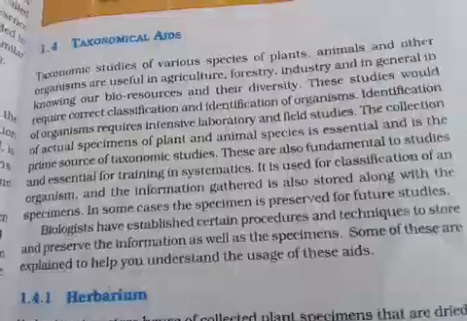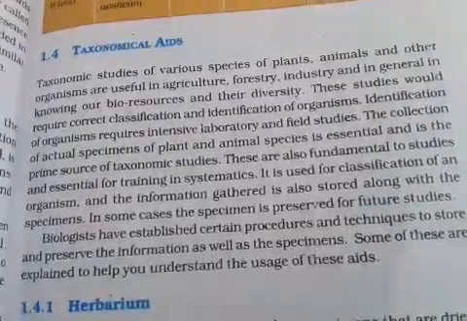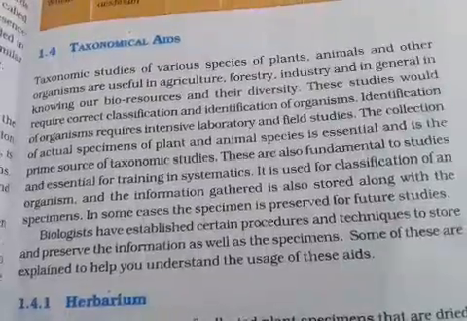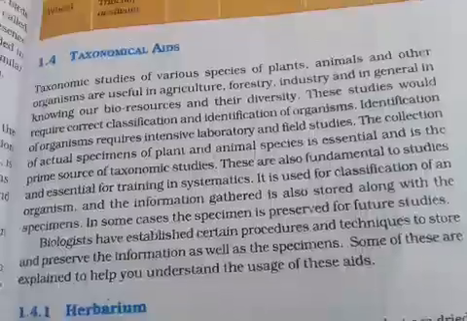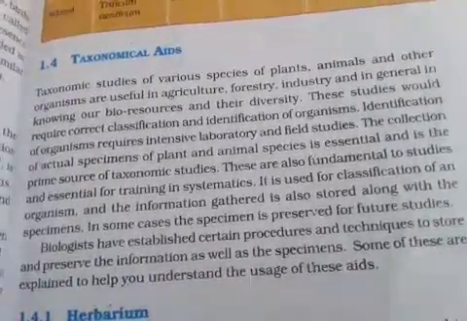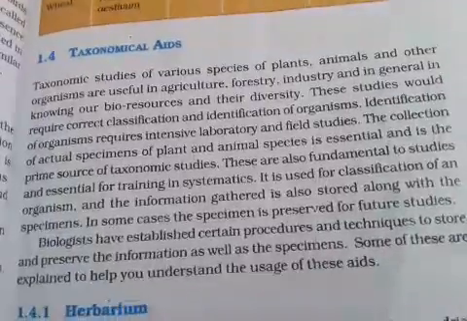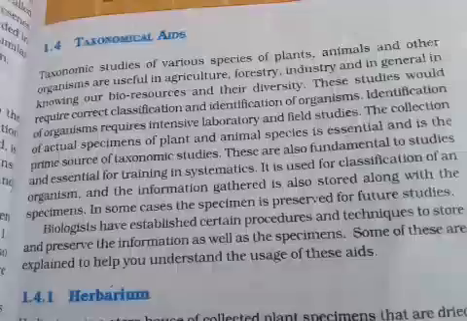For that identification, keeping the data, preserving the data, preserving the species, and conserving the genetic material, making sure that the species will not get extinct, and how to conserve that data. All these kinds of information are considered under the taxonomic aids.